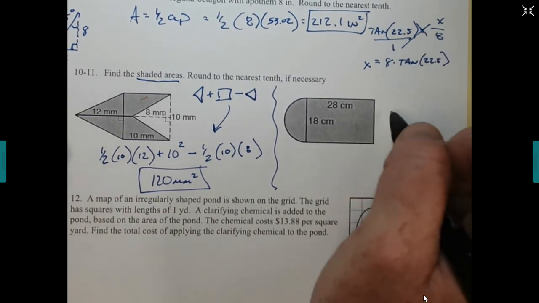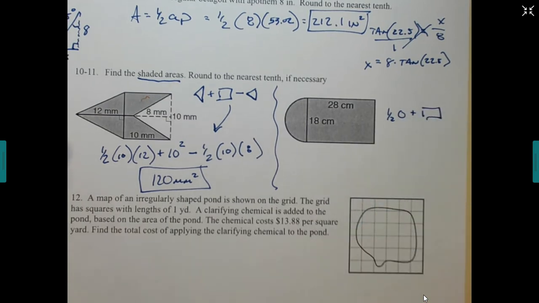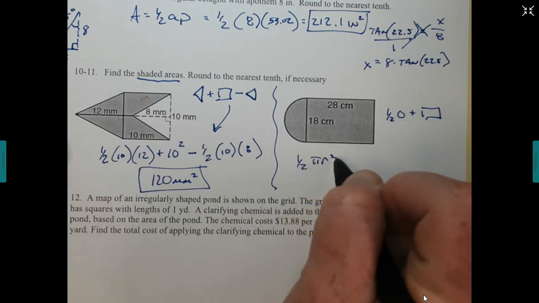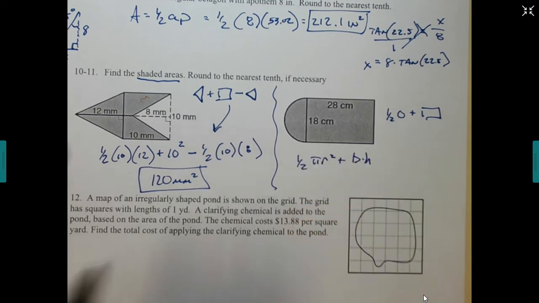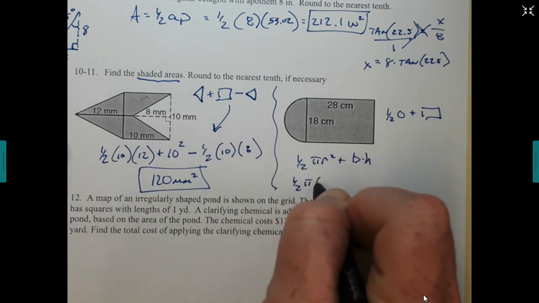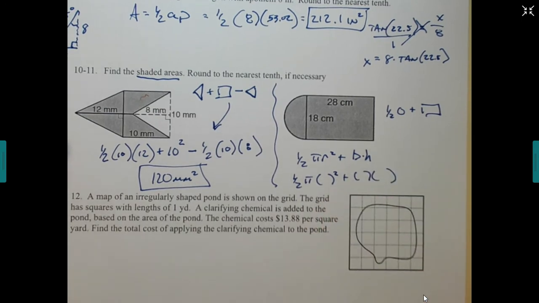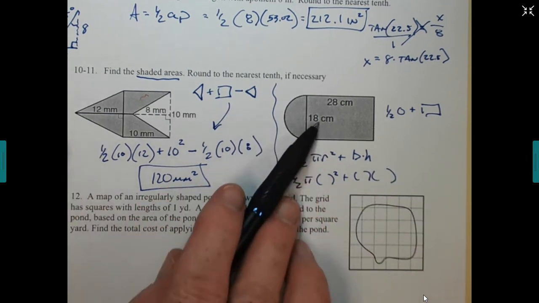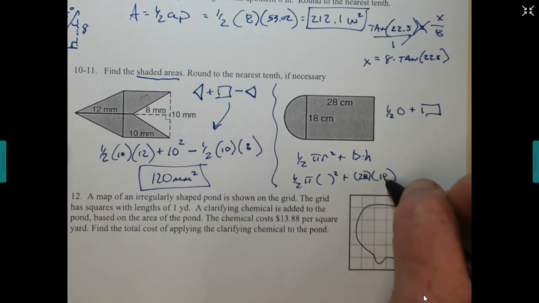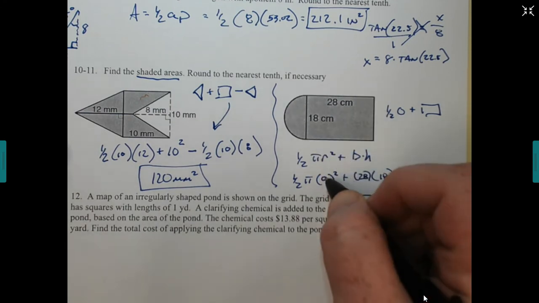So here, I think I'm going to do 1/2 of a circle plus that rectangle. So area of a circle is pi r squared. Area of a rectangle is base times height. I really have 3 things to find. The radius of the circle and the base and the height of the rectangle. Well, the base and height of the rectangle are the easiest ones. Base is 28. Height is 18. And if the diameter of the circle is 18, that means my radius is 9.